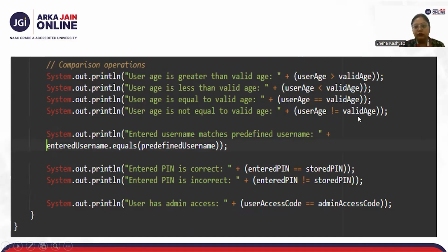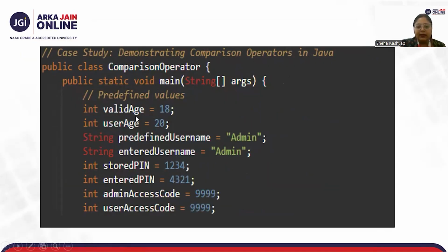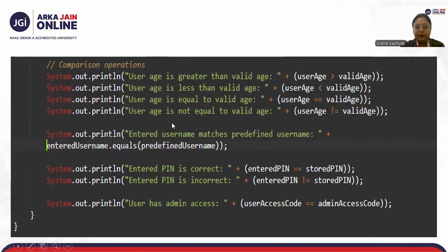Now let's move into user age and valid age. Since valid age is 18 and user age is 20, 20 is greater than valid age, so the condition is true. Next, user age 20 is less than valid age, it becomes false. Is 20 equal to 18? No. But yes, 20 is not equal to 18. So we have two conditions of true and two conditions of false.